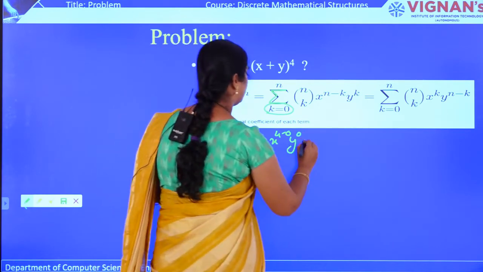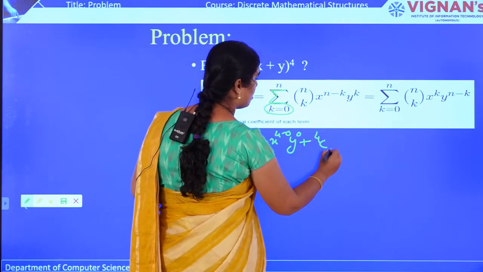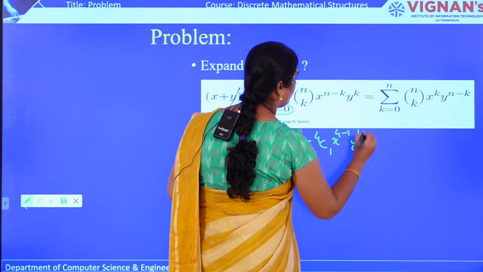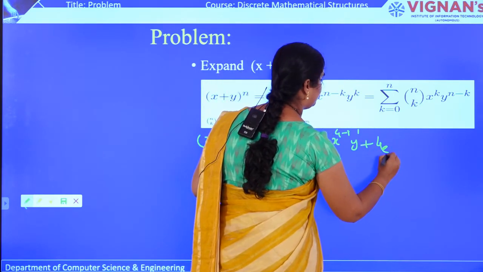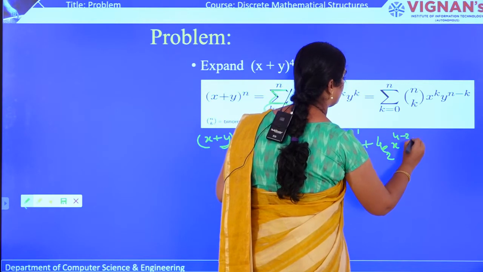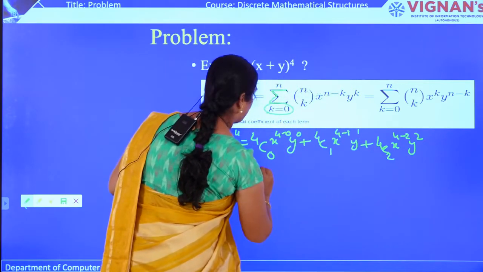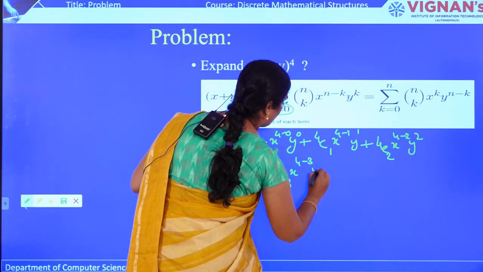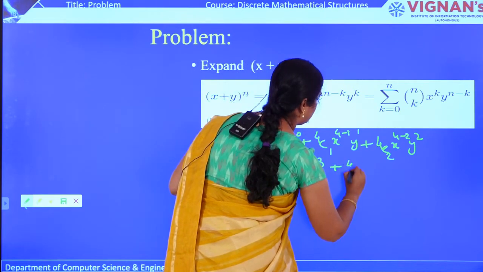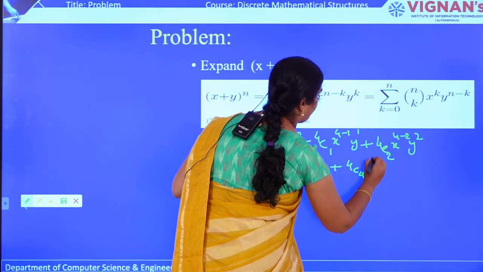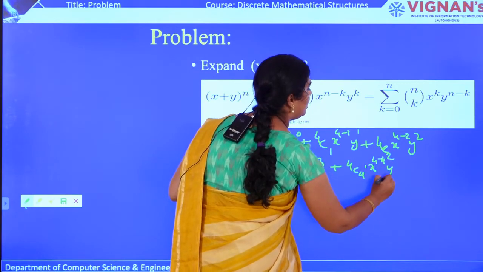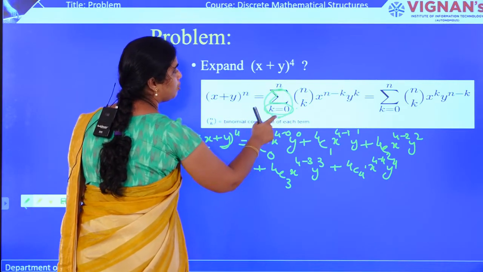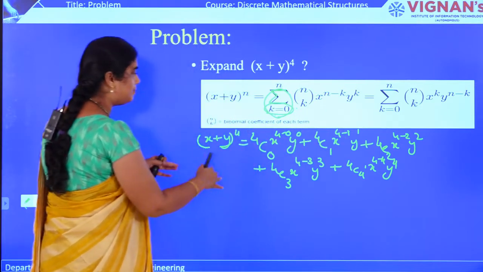This is the first term. Next, the second term will be 4C1 into x to the power of 4 minus 1 into y to the power of 1. Next, 4C2 into x to the power of 4 minus 2, y to the power of 2, plus 4C3 into x to the power of 4 minus 3, y to the power of 3. Next term will be 4C4 into x to the power of 4 minus 4 into y to the power of 4. This is the expansion, obtained through this formula. As sigma is placed over here, I have added all these terms individually.